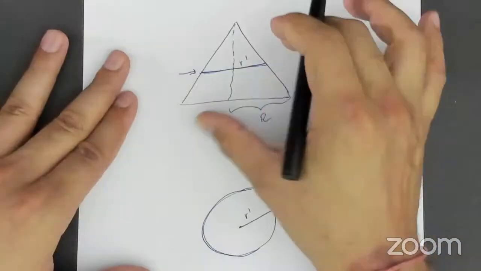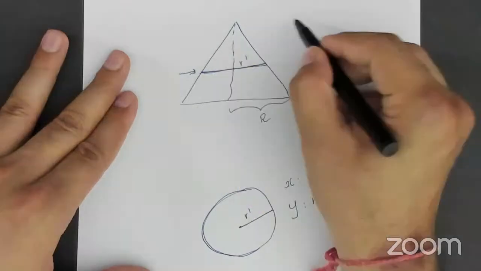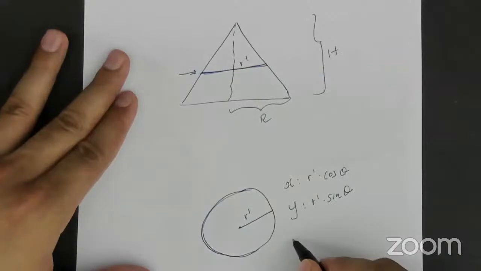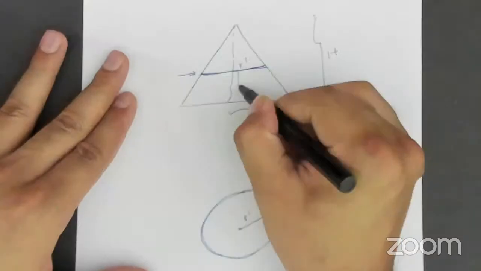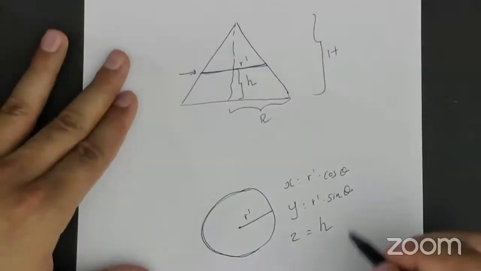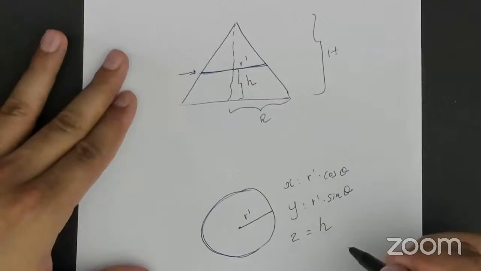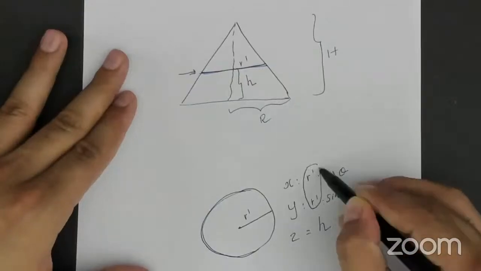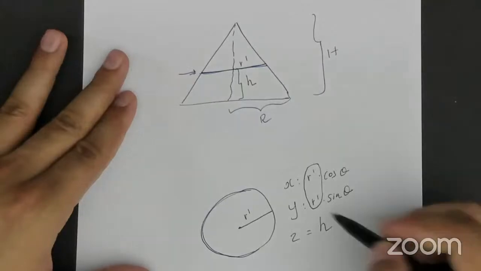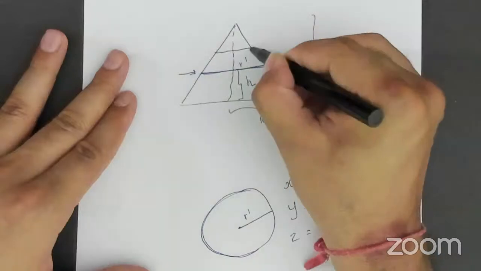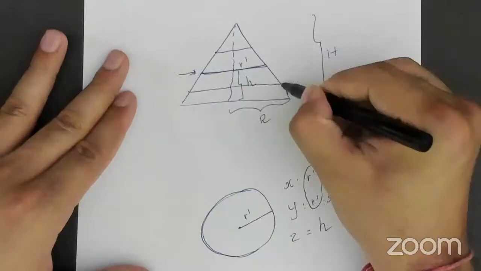The height is capital H. So the z is nothing but an h, where h is the height. The question is, what is the change between a cylinder and a cone? For a cylinder, this used to remain constant, whereas in the cone, it is getting changed as you go above. The question is how much this r prime should be.